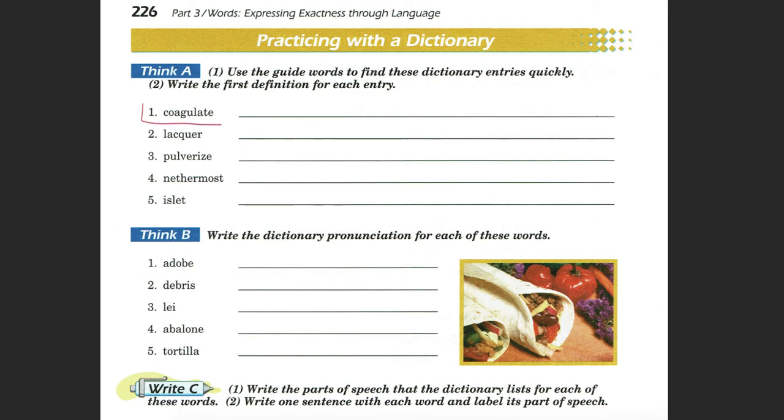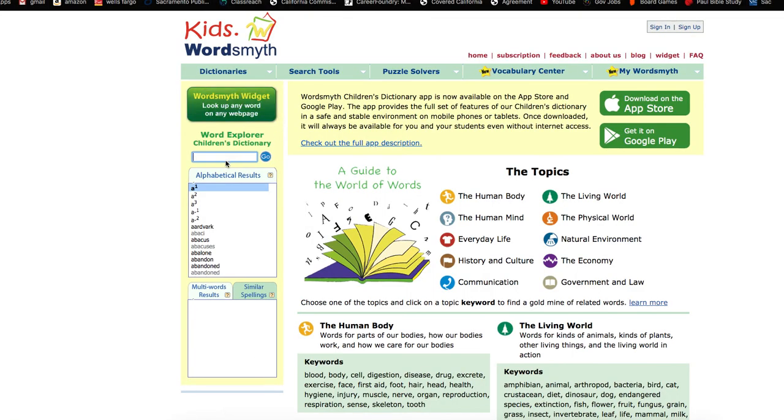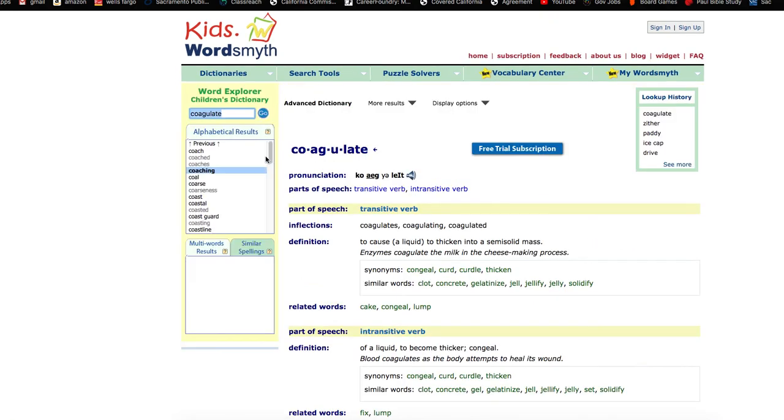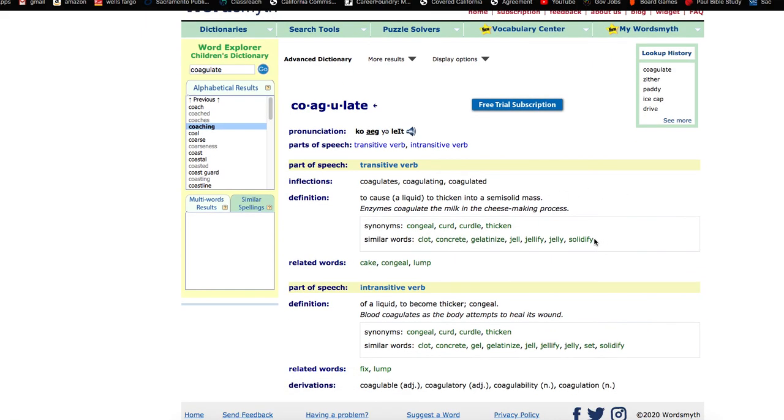So let's do coagulate together. I'm going to look this up on Kids Wordsmith. Type in coagulate in my search bar, and hit go. If you see here, there are two definitions. The first one is to cause a liquid to thicken into a semi-solid mass. The second is, of a liquid, to become thicker, congeal.